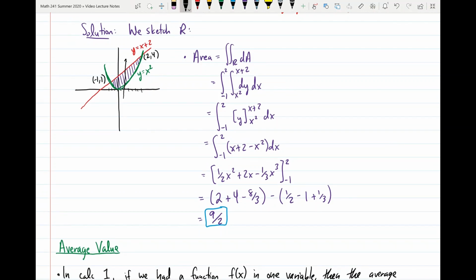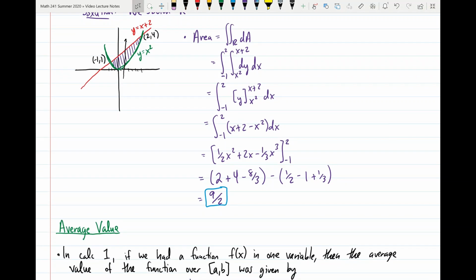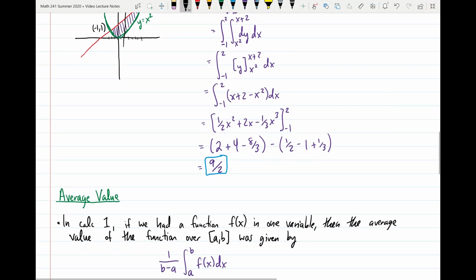And so we end up with this iterated integral where we have the integral from -1 to 2 of the integral from x squared to x plus 2 dy dx. And now we can just evaluate this iterated integral. So we get the integral from -1 to 2 of y evaluated from x squared to x plus 2 dx. We can plug in x plus 2 for y and subtract what we get when we plug in x squared for y, and we get this x plus 2 minus x squared dx.